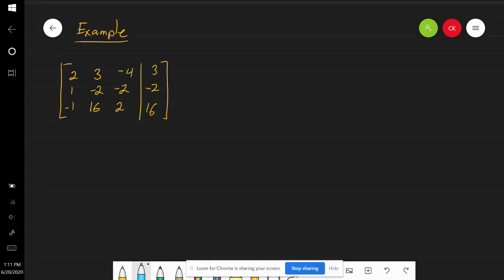Okay, let's try another example here and see how this one goes. There's going to be a little bit of variation in this one compared to the first one. So now you'll notice as we look at position 1, 1, we don't have a 1 in this position. So our options are one of two things.